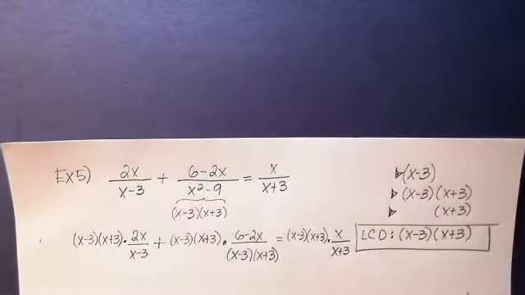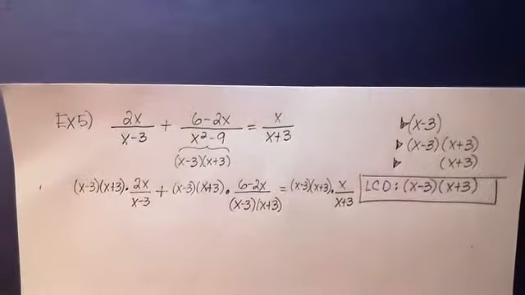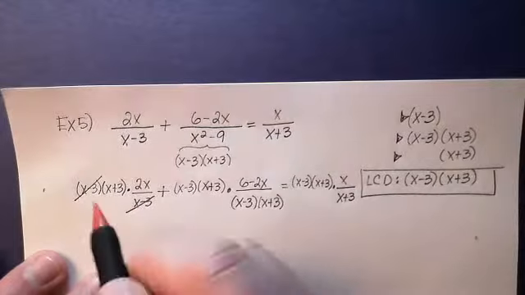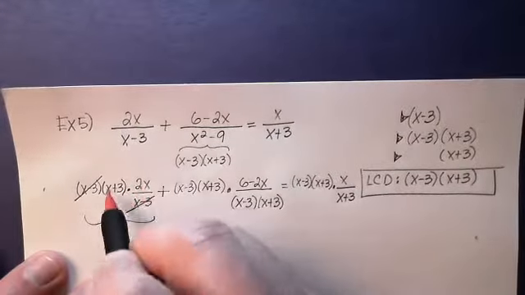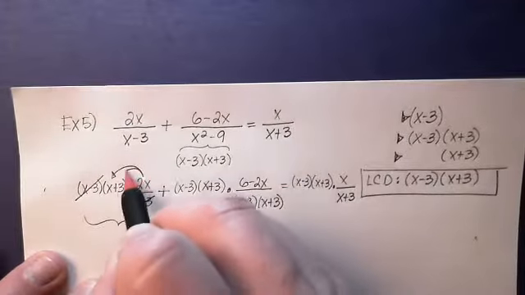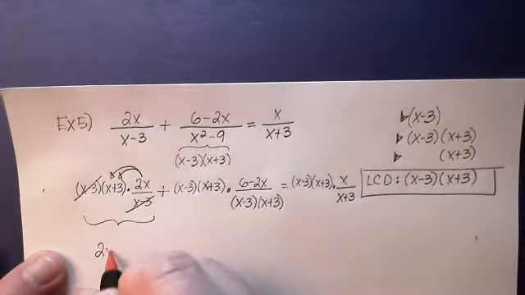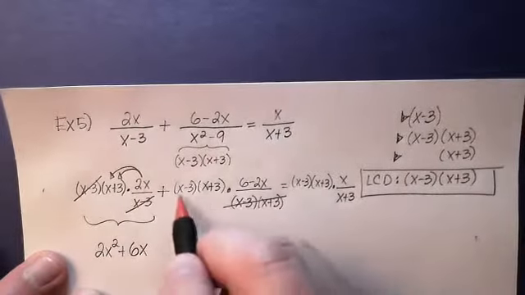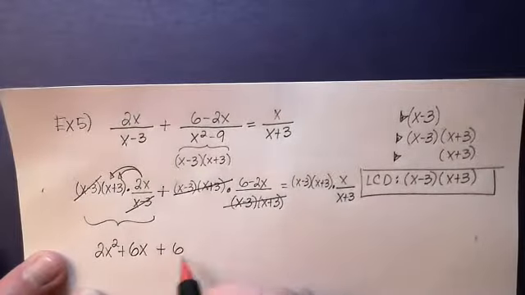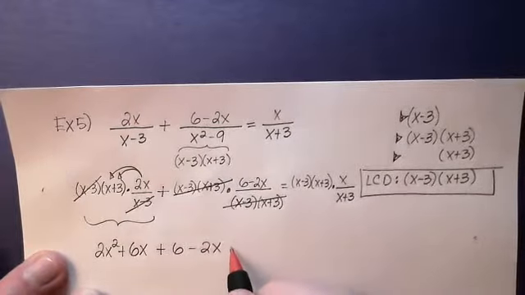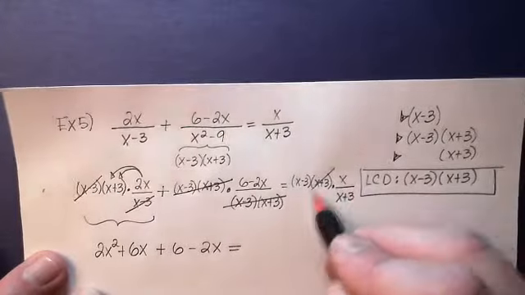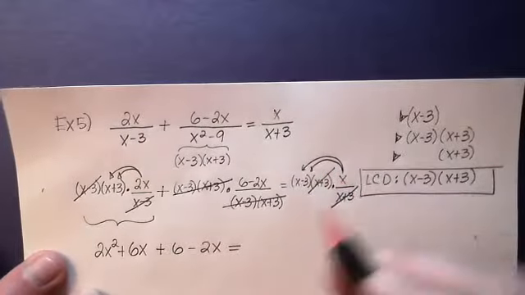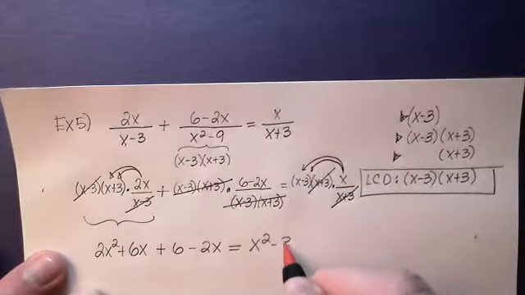Alright. Now that we have all that, let's go ahead and cancel what we can. We can cancel these guys. So I'm left with 2x times, let's use the distributive property here. 2x times x is 2x squared plus 6x. These two cancel with these two, so I'm left on top with 6 minus 2x. And on the other side, x plus 3 cancels. Using the distributive property, this would be x squared minus 3x.